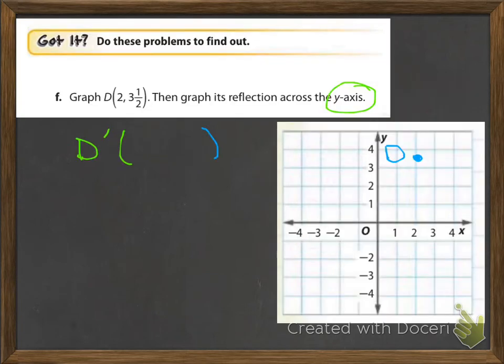So now we know we're going to do the reflection of D on the y-axis. That means that the y value stays the same, so the y will be 3.5 still. And remember what happens to the x, it becomes a -2 because it's the opposite. So now we're going to go back 2 and up 3.5, which will be right, whoops, here. And so this will be the reflection of D. And this will be your answer here.